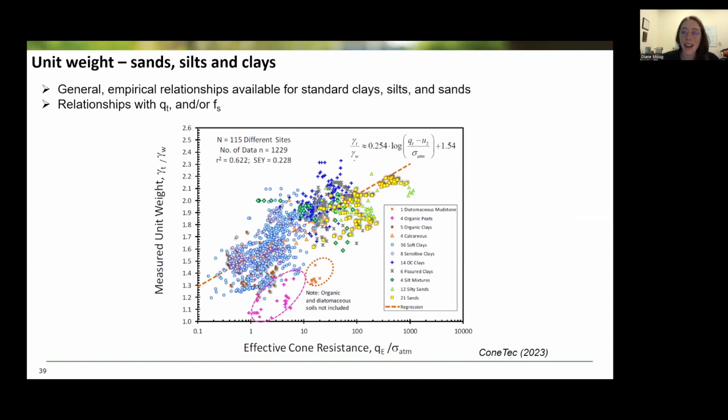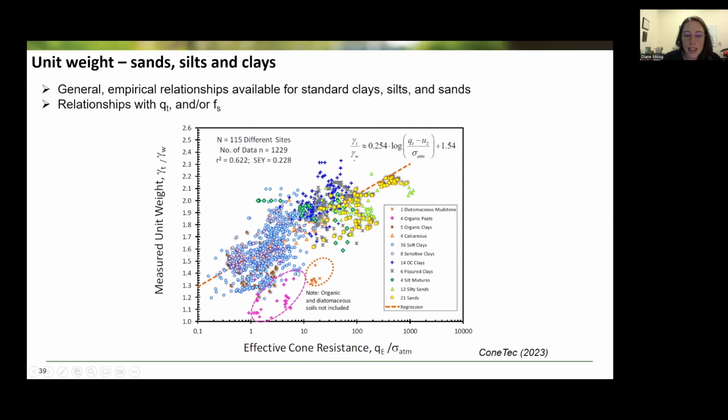Looking at unit weight, we have several empirical relationships that apply for standard clays, silts, and sands. In this case, the relationship from the ConeTech manual relates to effective cone resistance, and I'll show some others that relate to sleeve friction. What we see as the correlation works out with this reference data set is that as the effective cone resistance increases, the unit weight of the soil also increases. So increased cone tip resistance correlates to an increase in unit weight.